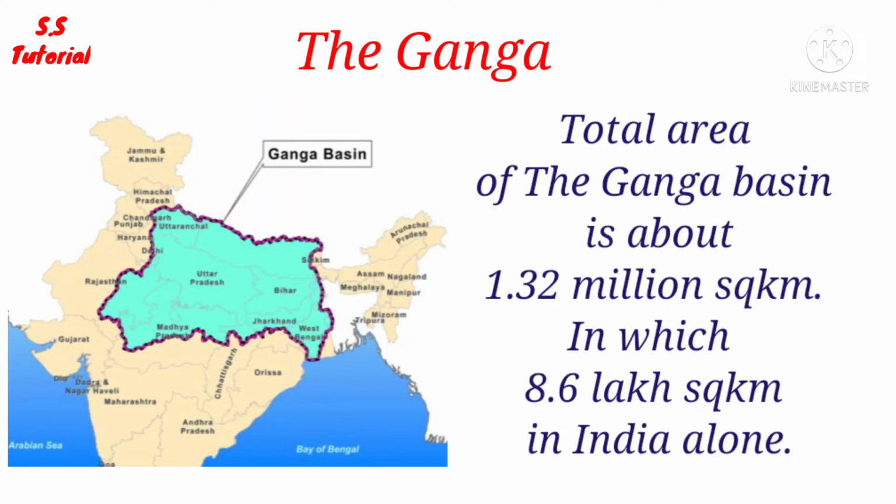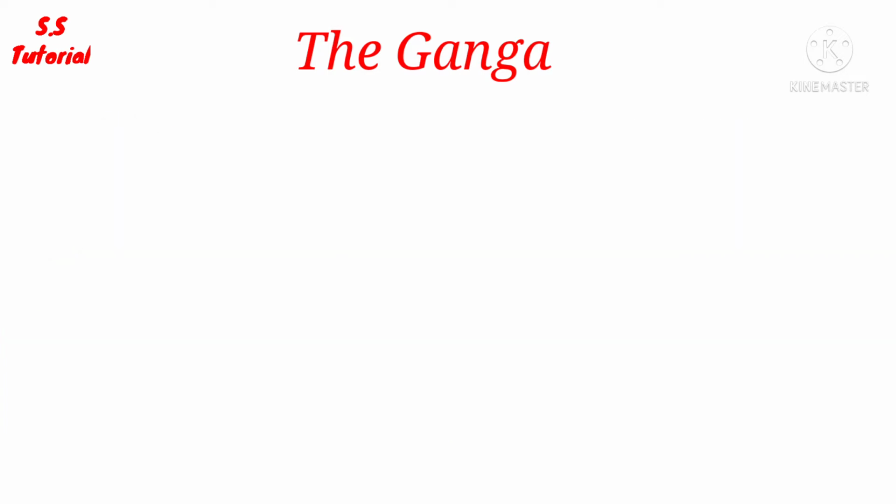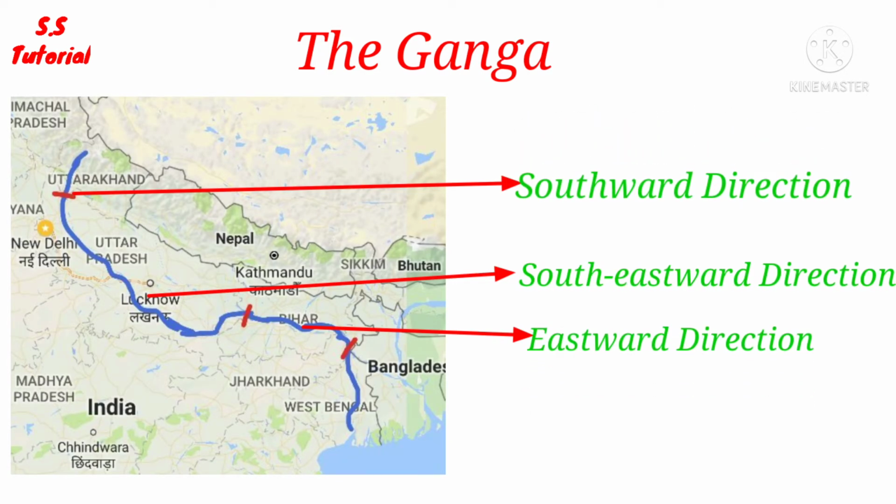The total area of the Ganga basin is about 1.32 million square kilometers, which is the largest in India, of which about 8.6 lakh square kilometers is in India alone. The Ganga initially flows in the southern direction, then in the southeastern direction up to Mirzapur, and then in the east direction in the Bihar plains.